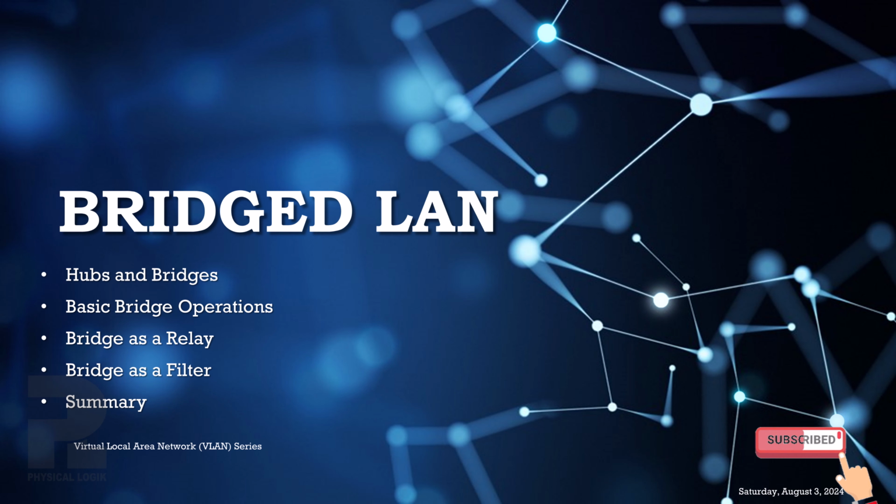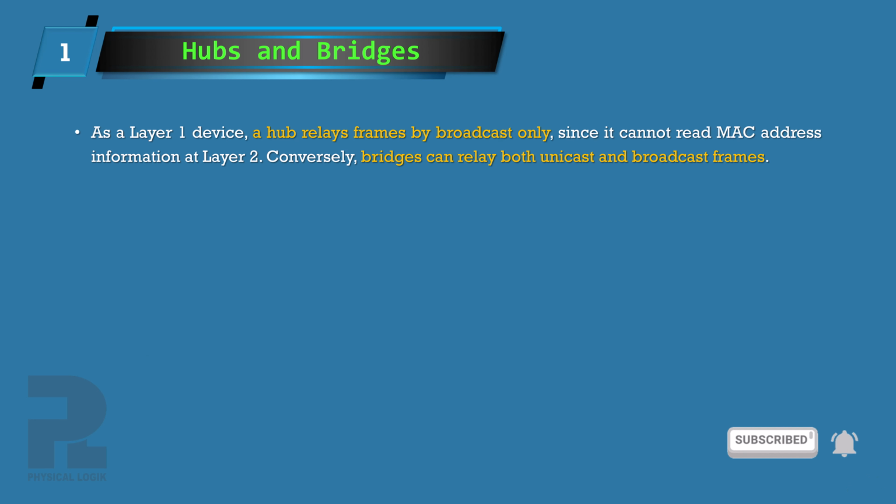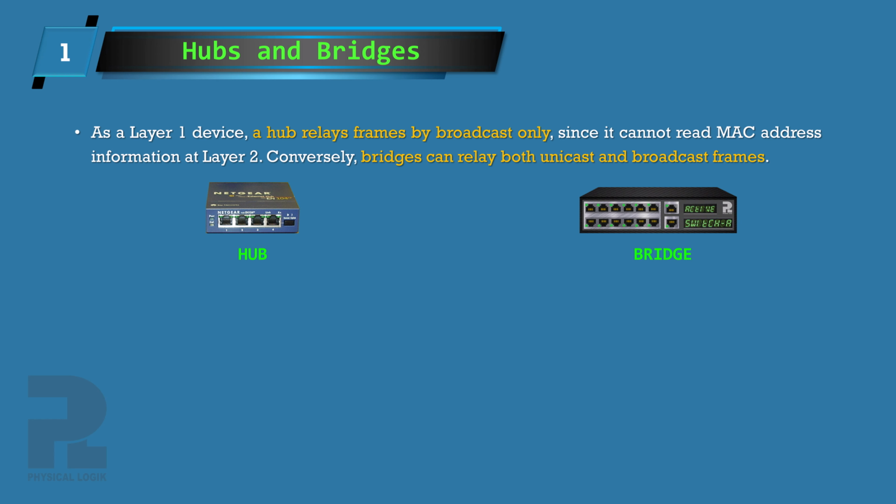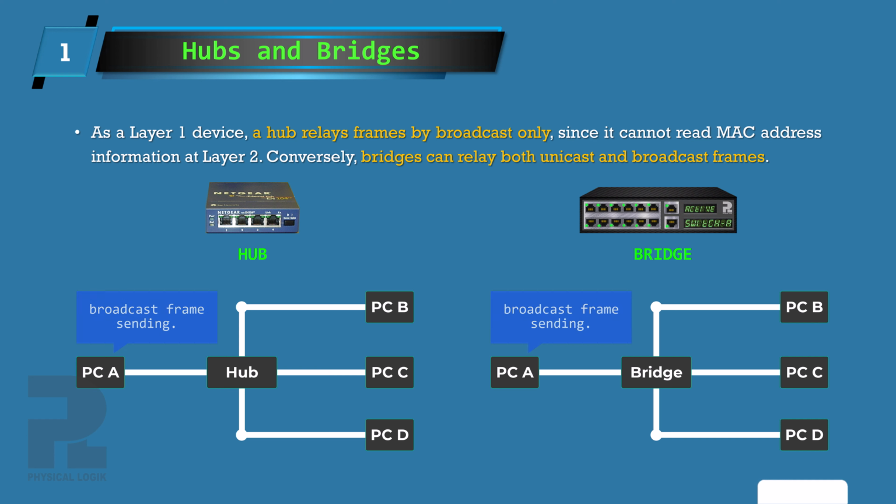Hello guys, we'll talk about the operation of a bridge LAN. Compared to a hub, a bridge is more intelligent as it does not always have to repeat a received signal to all end stations connected to it.